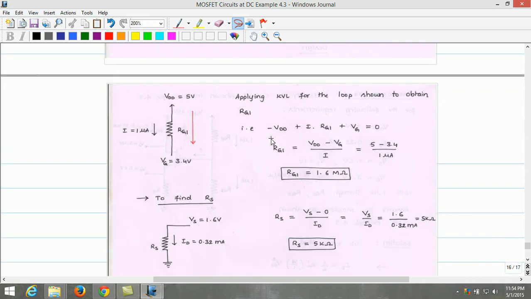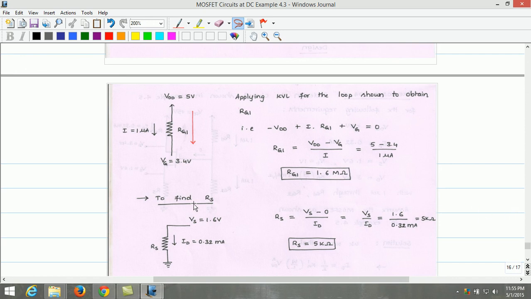Knowing the value of Rg2, now we can determine the value of Rg1 using this portion of the circuit. Applying KVL for the loop shown here to obtain the value of Rg1: minus VDD plus I times Rg1 plus VG equals 0. On rearrangement, we obtain Rg1 equation as VDD minus VG divided by I. Substituting the values of VDD, VG and I gives Rg1 as 1.6 mega ohm.